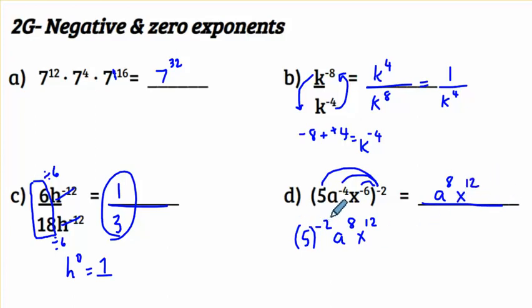The 5 is the only guy who's not happy. So he wants to come down to the bottom. And when we do that, we could probably just do this in our head. 5 to the 2nd power is 25. So he's going to wind up down here. So that is your final answer for that last problem.